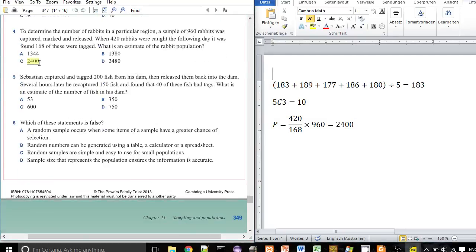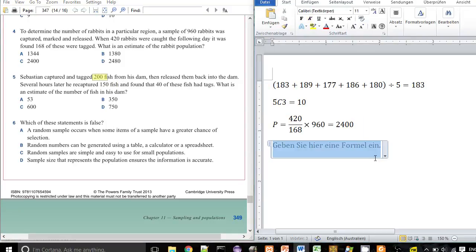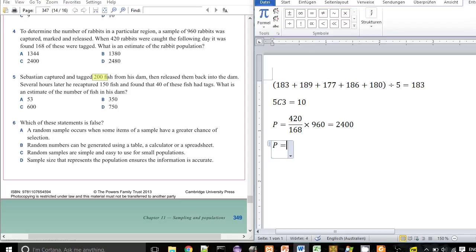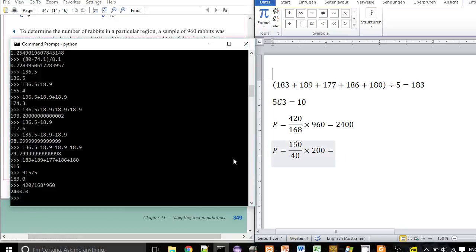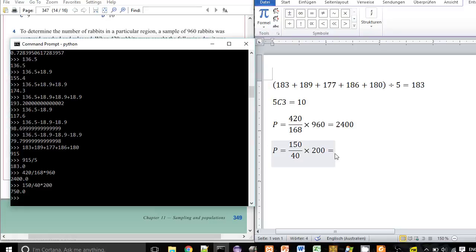Oh, okay, so C. Alright, expression caption tag. Okay, same thing. He later captured 150 and found 40 of them were tagged, so the ratio is 150 over 40, and then times that by 200. So let's do the exact same thing. Bit of consistency, 150 over 40. Okay, the order doesn't matter as long as you're timesing and dividing by the right numbers. Okay, 750.